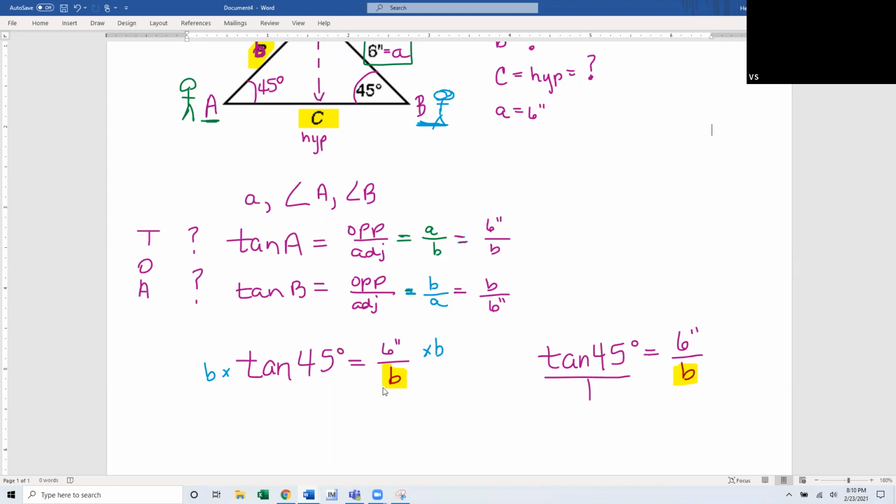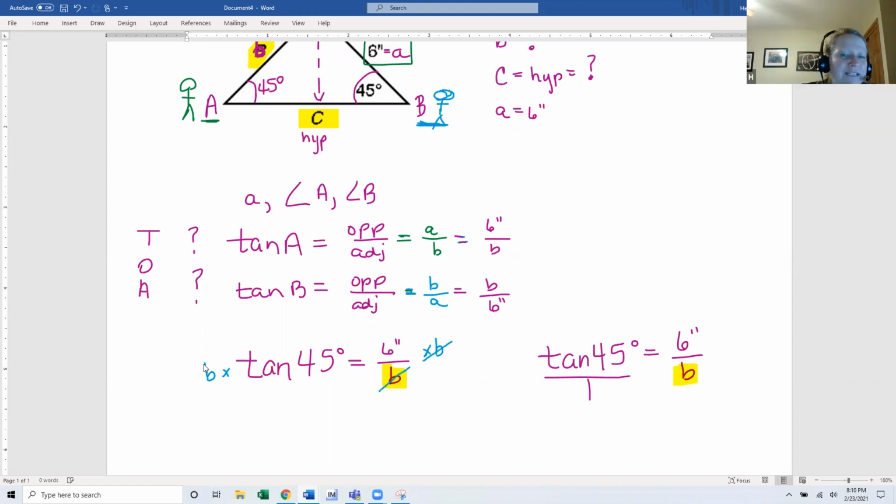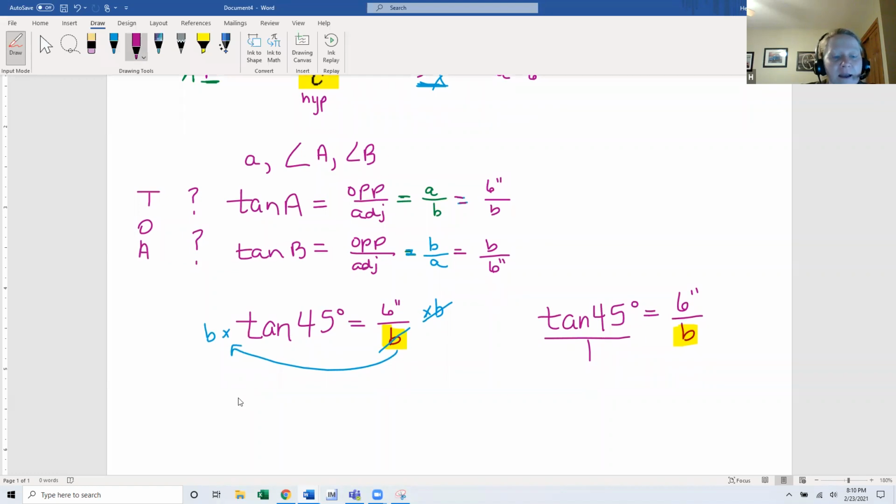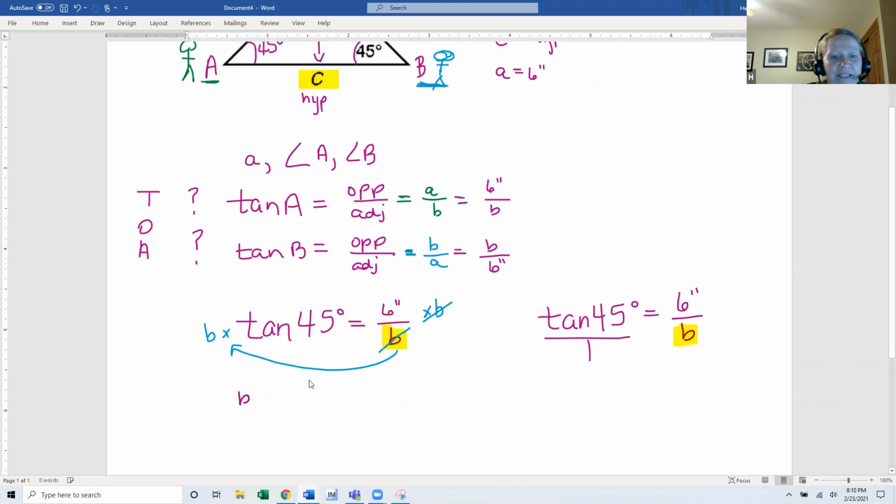Yeah. It cancels out, right? Because you have B over B, because we moved it to the left. The other way to think of this, again, is to swing it. This is a 6 divided by B, so if we swing it to the other side, it becomes a multiplication. So now we have B times our tangent 45.